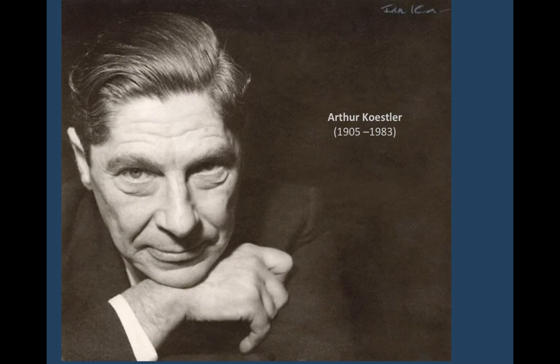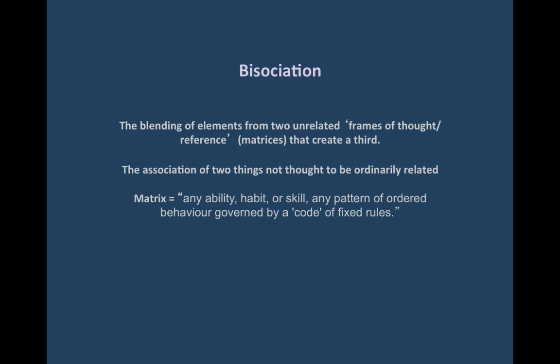So this idea of combining things has been around forever. However, it was first given a kind of analytical formulation, where it was discussed and studied and explicated, by Arthur Koestler in the early part of the 20th century. And he looked at this whole concept of combining, and he gave it the term bisociation, which he understood as the blending of elements from unrelated frames of thought that he called matrices.